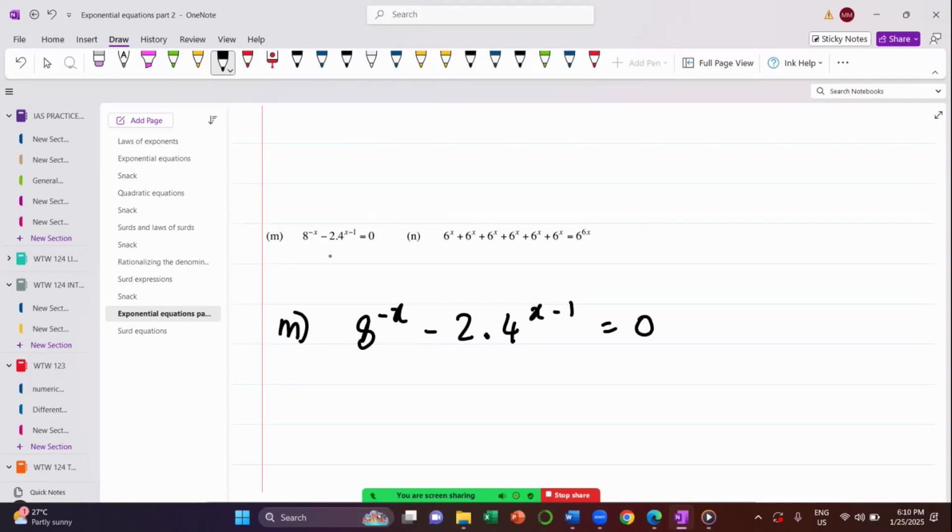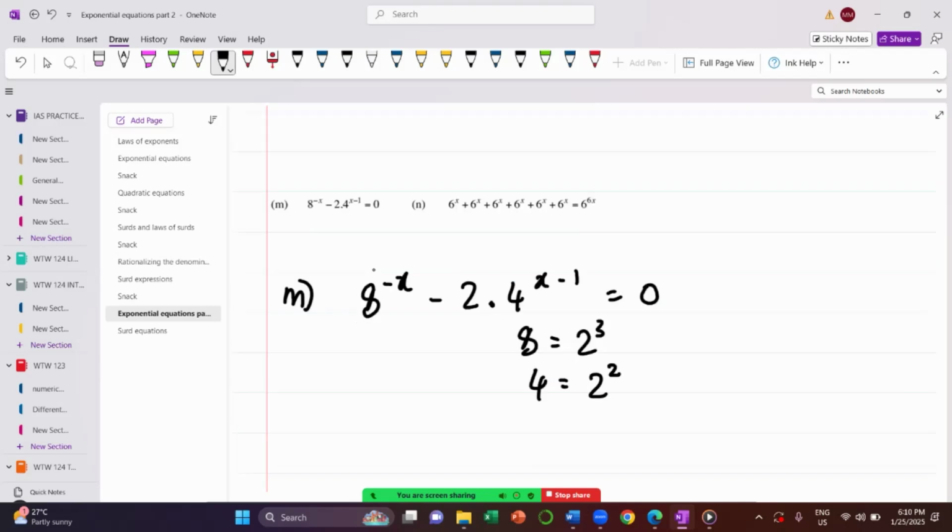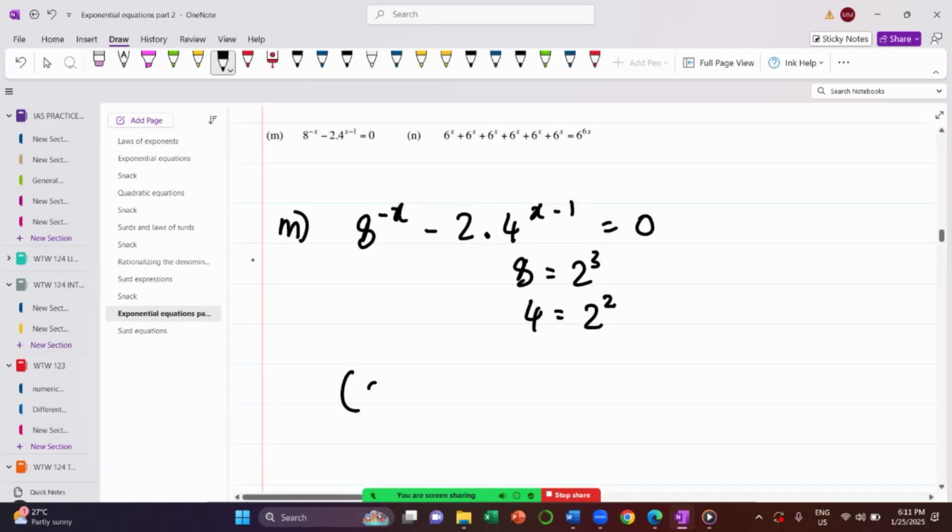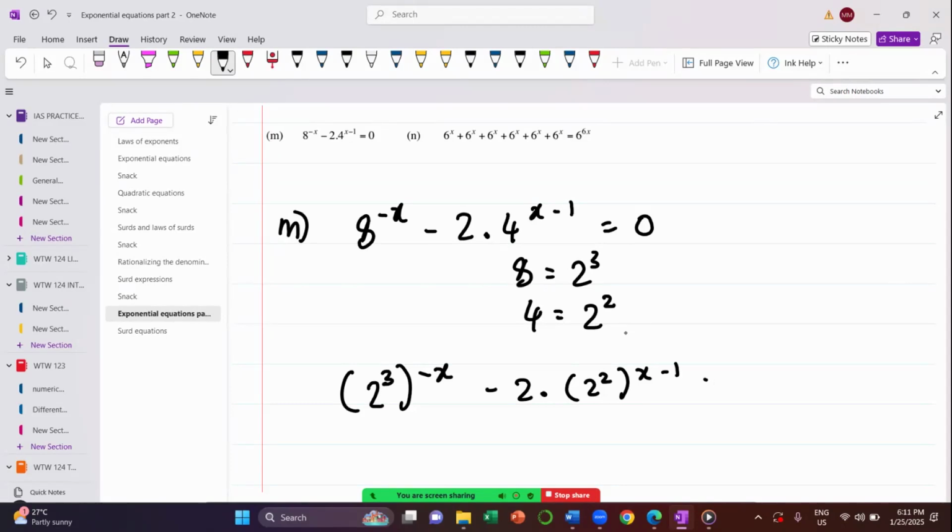What am I gonna do? I have 8 here, and I know that 8 is equal to 2 to the exponent of what? 3. And I know that 4 is equal to 2 to the exponent of what? 2. Are we okay? Yes, sir. So now what am I going to have? Here I'm going to have 2 to the exponent of 3, all to the exponent of negative x minus 2, times 2 to the exponent of 2, all to the exponent of x minus 1, is all equal to what? To 0, right?